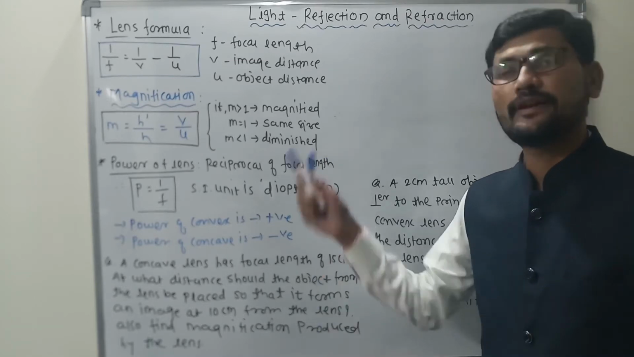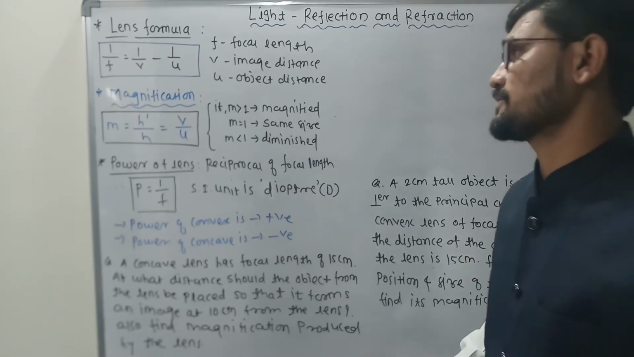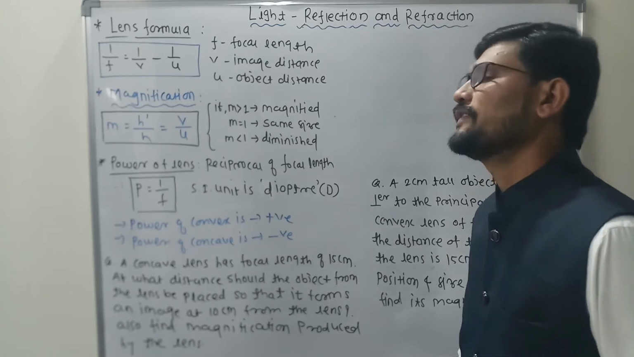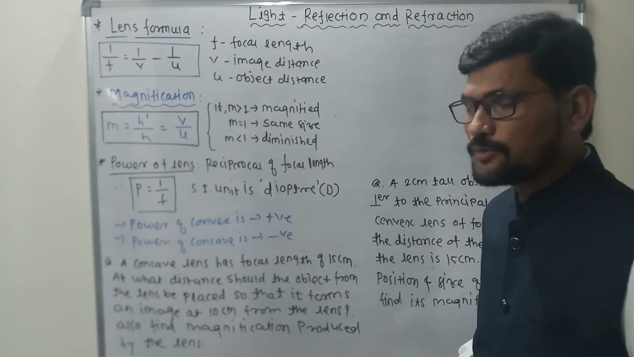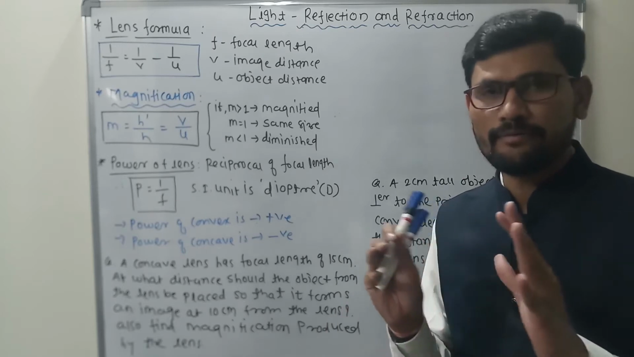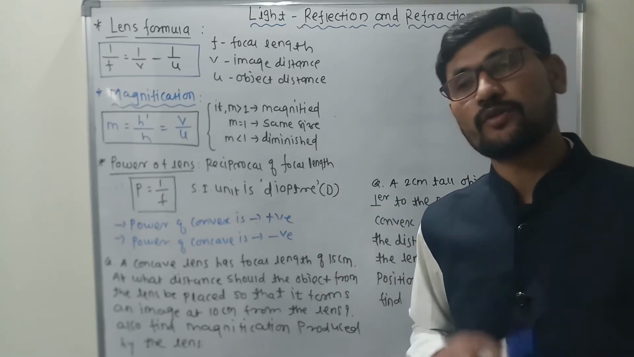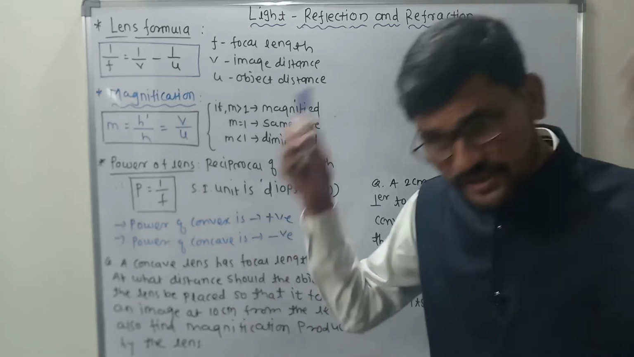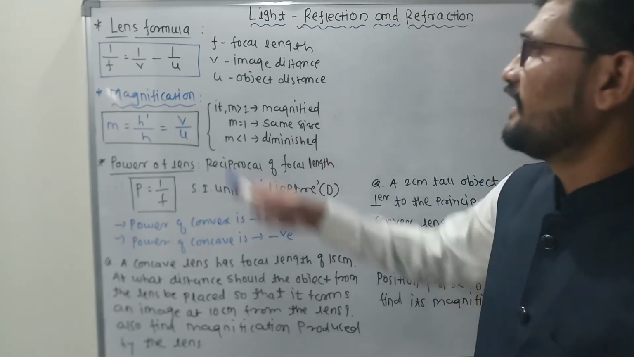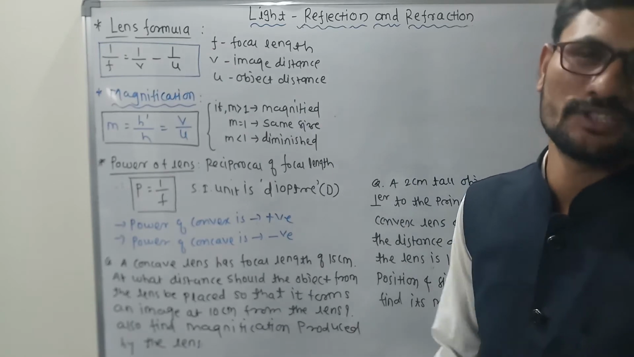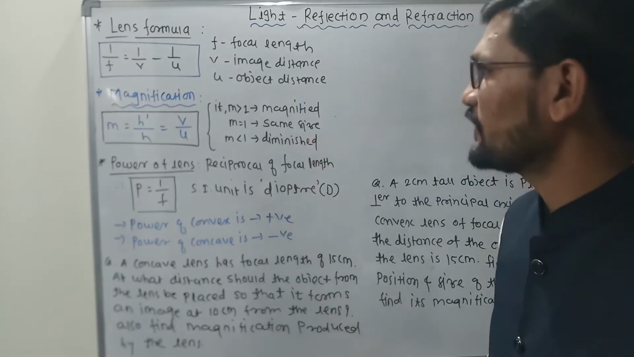Now, just now we have seen how to trace the diagrams and all the things. After tracing the diagrams, we come to the conclusion that we need to find out some solutions to calculate the focal length, the image distance, and the object distance of the lenses. And there is the solution. What? Lens formula. What is the lens formula?